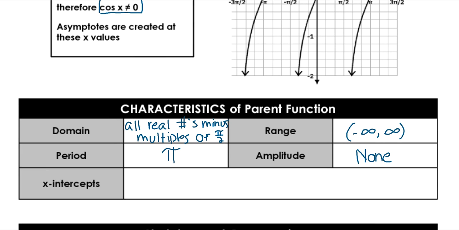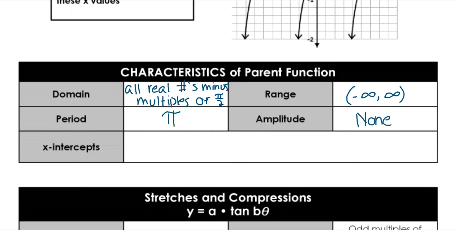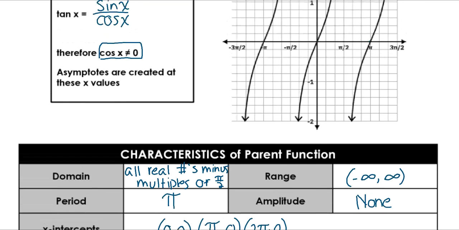The x-intercept, so if we look at our graph here, we can see those x-intercepts happening at negative pi and 0, and it just keeps going with multiples. So it starts at (0, 0). It has one at pi, and then it has one at 2 pi, and it would keep going forever and ever.